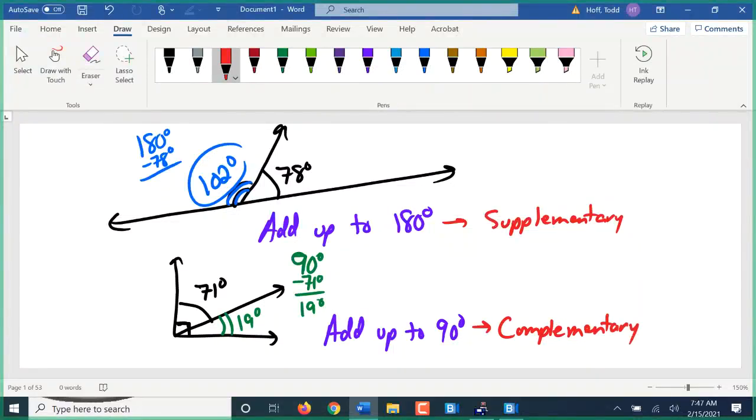Now, if you're anything like me, when I first learned those two words, I could remember the words, but I struggled a little bit to remember which one was which. The way I remember it is: complements when you are right. Complementary goes with the right angle.